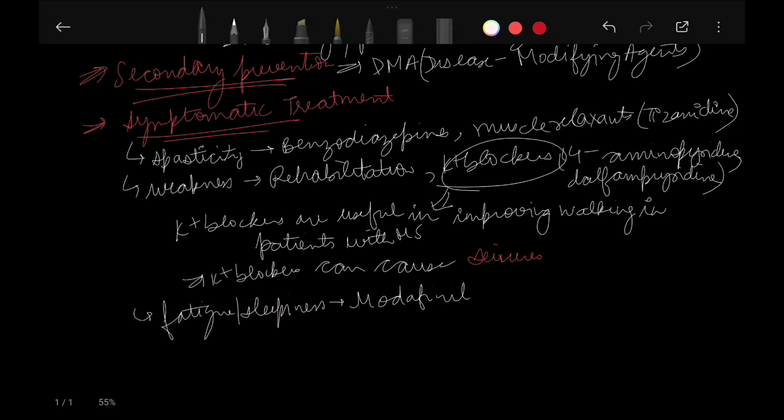First of all, for spasticity, in symptomatic treatment we give benzodiazepines and muscle relaxants such as Demyelinating. For weakness, we give rehabilitation and potassium blockers such as 4-aminopyridine and delphampyridine. Potassium blockers are useful in improving walking in patients with multiple sclerosis. Potassium blockers can cause seizures, and for fatigue or sleepiness we have modafinil. Spasticity, weakness and fatigue or sleepiness. Now disease modifying agents.